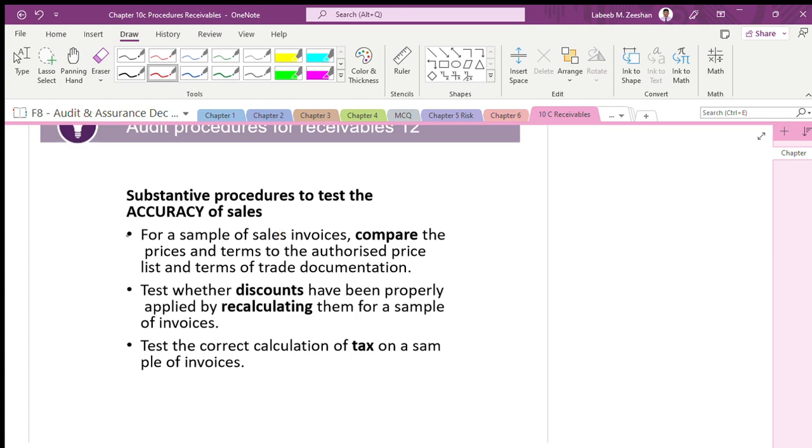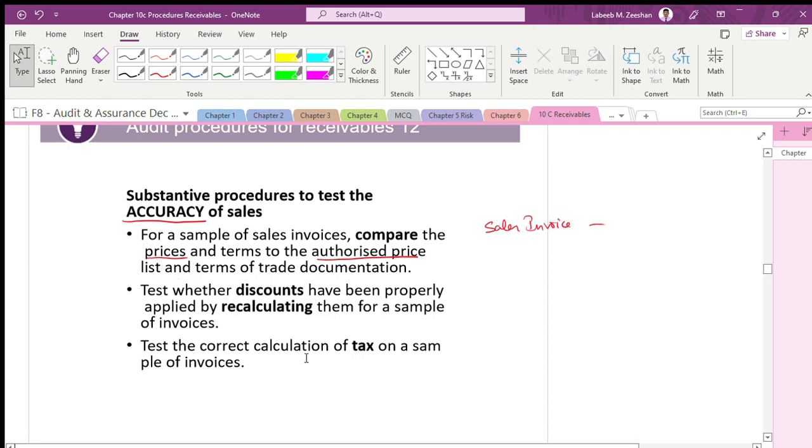What does it say? Accuracy. Understand this: the moment we do question paper questions, it will be reflected there precisely. What are we doing about accuracy? For a sample of invoices, compare the prices and terms to the authorized price list. You are talking about barcode readers and all those things, but what we are doing is comparing the prices: at what price there is a sales invoice, and what is the price as per the authorized list.